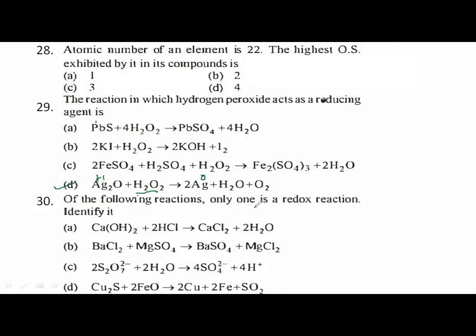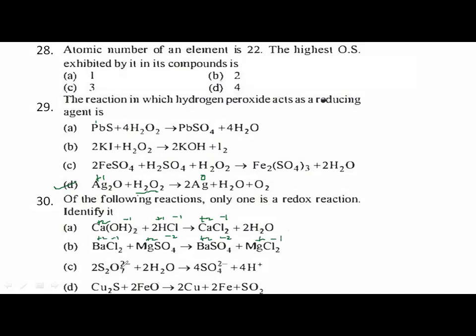Of the following reactions, only one is a redox reaction. Which is the redox reaction? Calcium hydroxide plus 2HCl. Look at the reaction. It is an acid-base reaction. Calcium plus 2, OH minus 1, H plus, calcium again plus 2, minus 1. See, there is no change in the oxidation numbers. Next, barium chloride plus magnesium sulfate, plus 2 minus 1, plus 2 minus 2, plus 2 minus 2, plus 2 minus 1. There is no change again.